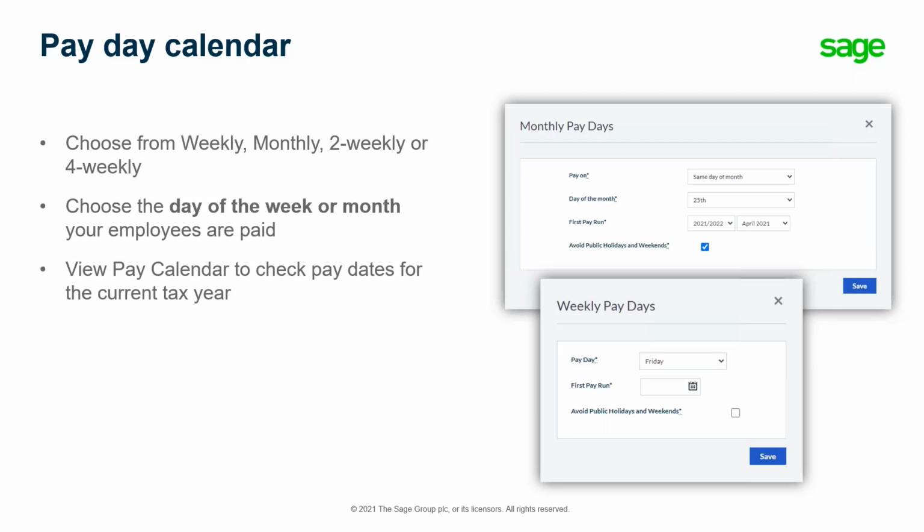This setting can be overridden at the point you run a payroll. So if it's not the same day each month, for example, and you want the flexibility to be able to change that, you can absolutely do that at the start of each pay run. But you will need a calendar in place with some kind of default pay dates. So you will need to complete this step to move on, and you can view the pay calendar to see upcoming pay dates for the current tax year.